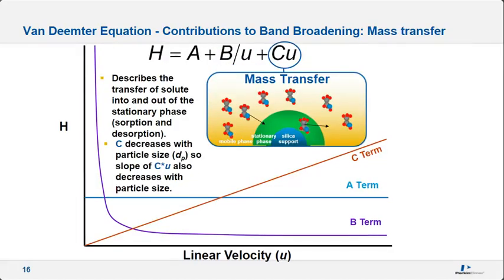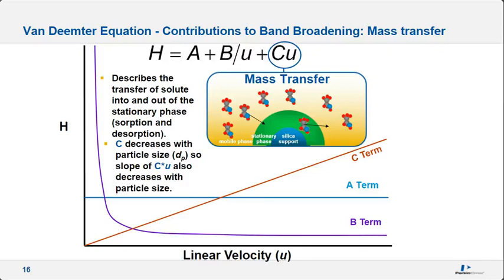The most significant term that's affected by particle size is the C term of the Van Deemter equation, or the mass transfer term. C decreases with particle size so that the slope of C times the linear velocity also decreases with particle size. And we could see this effect of the C term shown in the graph here.